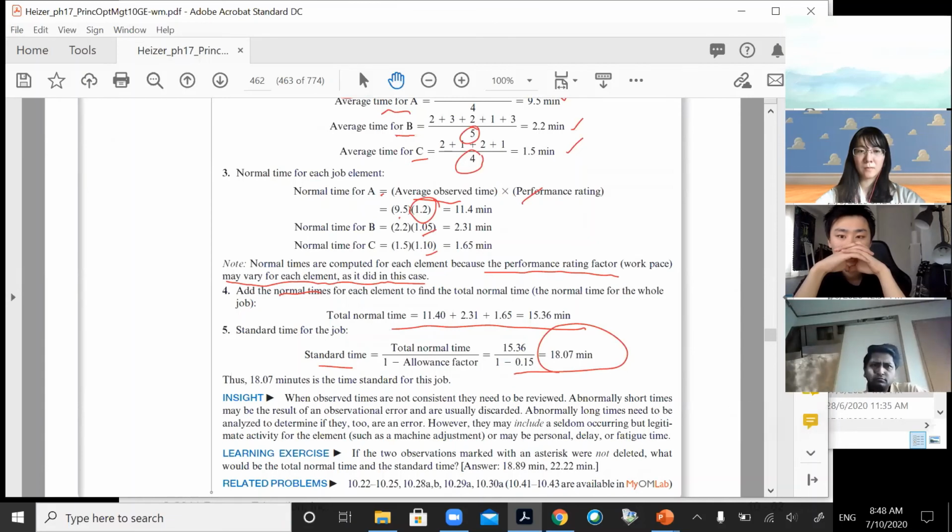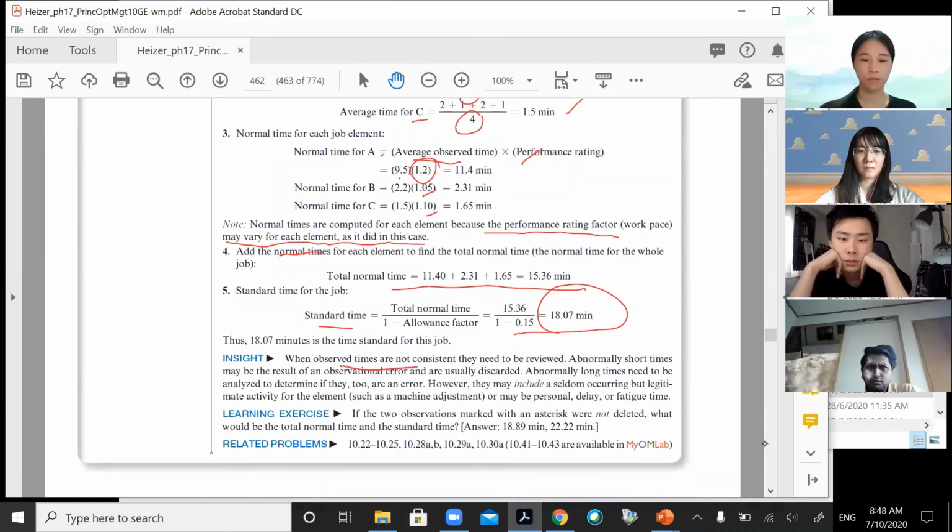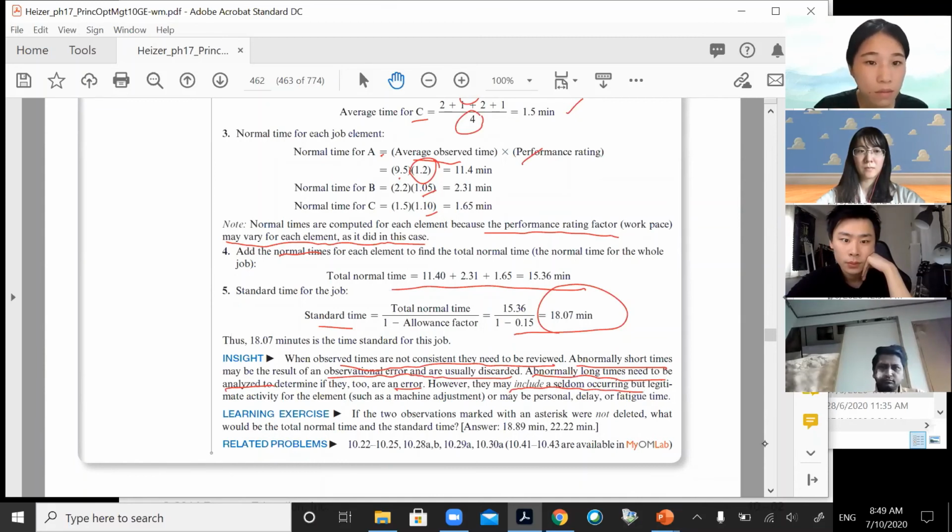So what is different here is that when observed times are not consistent, they need to be reviewed. Abnormally short times may be the result of an observational error and are usually discarded, removed. Abnormally long times need to be analyzed to determine if they are also errors. However, they may include a seldom occurring but legitimate activity, which you need to consider.